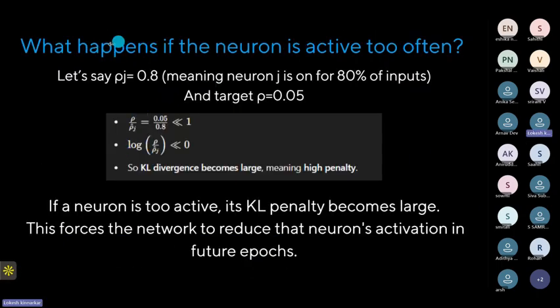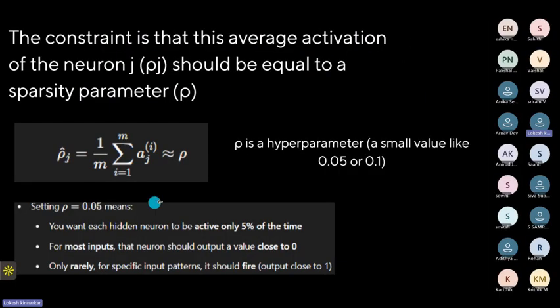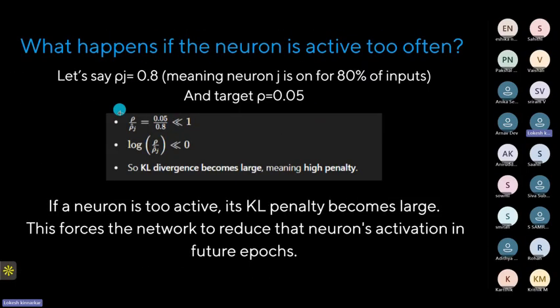Now I will try to give the intuition of what this rho j essentially means. Say rho j is 0.8. It means that a particular neuron is active for 80% of the inputs. So if you compute the average activation for a particular neuron and you get the value 0.8, it means that it is active for 80% of the inputs. And let's say you have set the sparsity parameter as 0.05. That is, you want the neuron to be active only for 5% of the time.